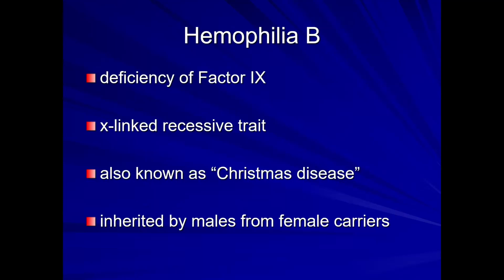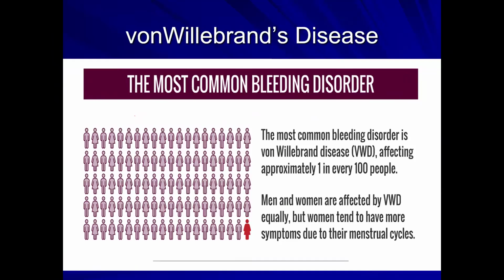Hemophilia B is a deficiency in factor IX. It's an X-linked recessive trait, and it's also known as Christmas disease, and I was very interested in why. It was just the person that discovered it, his last name was Christmas. It was diagnosed by Stephen Christmas. So it's not something you want to unwrap on Christmas Day, but it's inherited by males from female carriers.